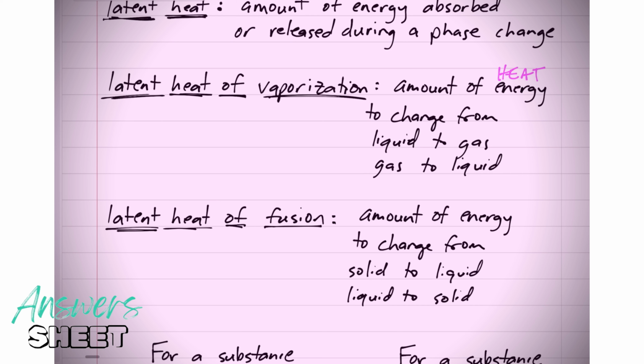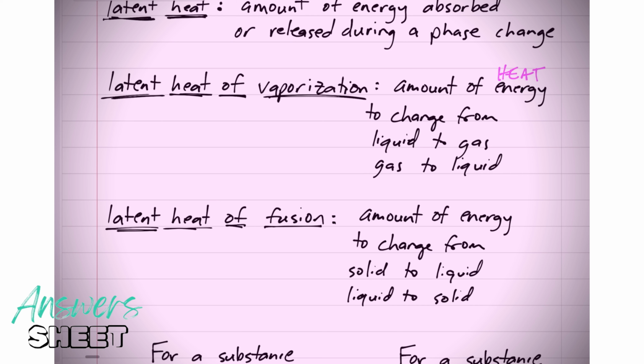For substances that expand on freezing, their phase diagrams look a little more like this, where the melting line goes in this direction to the left. So at larger pressures, a lower temperature is needed to change from solids to liquids. Water's phase diagram looks like that.